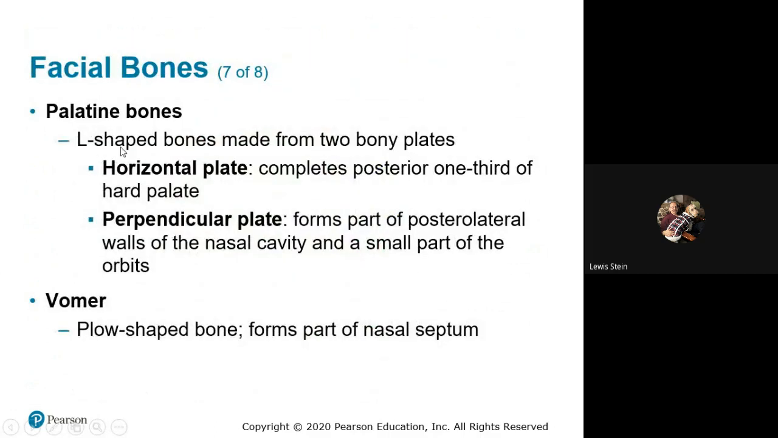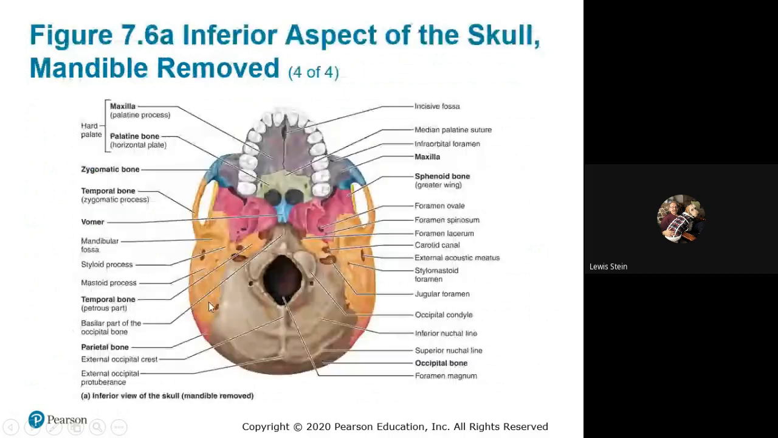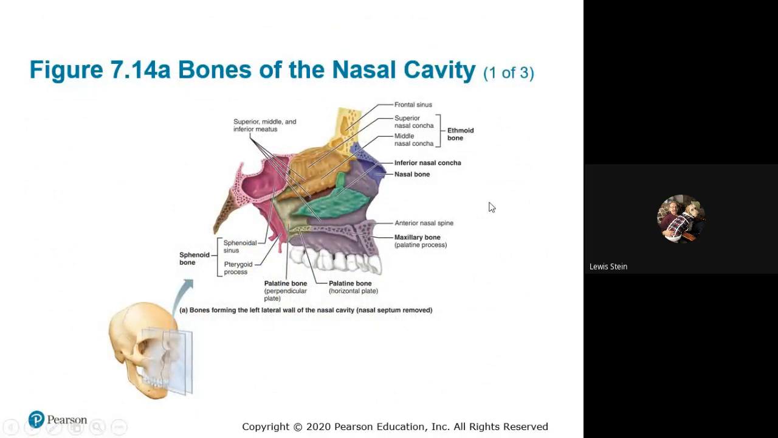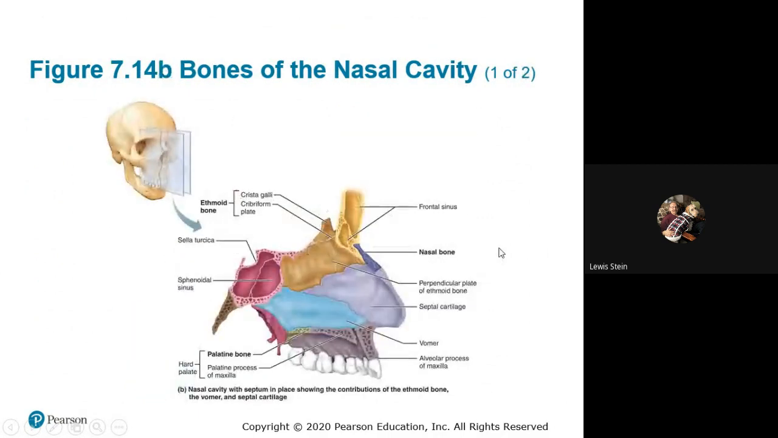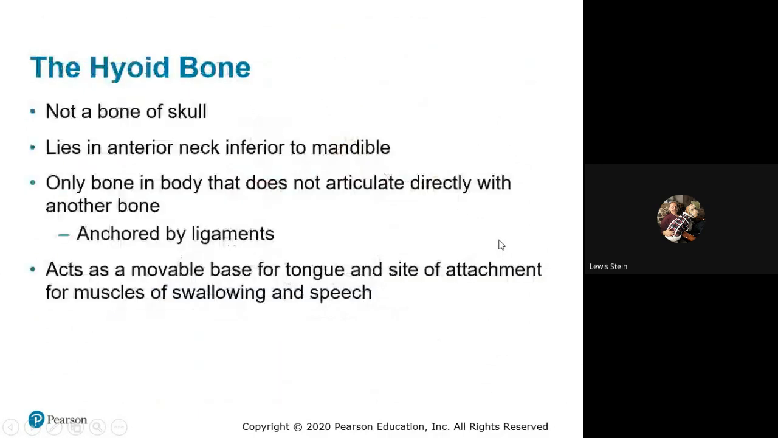And the palatine are those L-shaped bones. They make up the back of the palate and the vomer. Here's the vomer. Here's the palatine. Here's those conchae bones that you saw before. And I think that is everything.